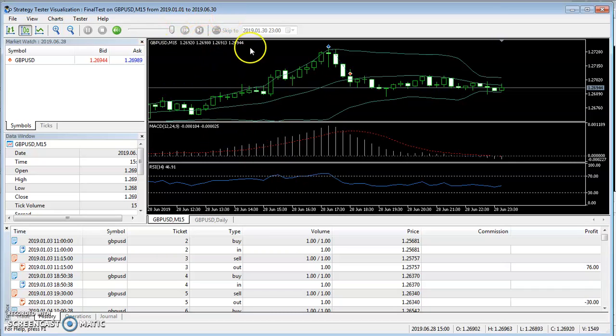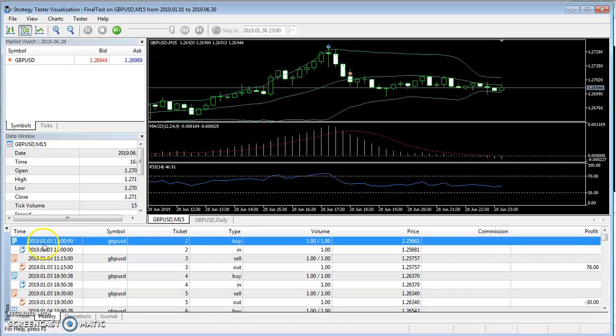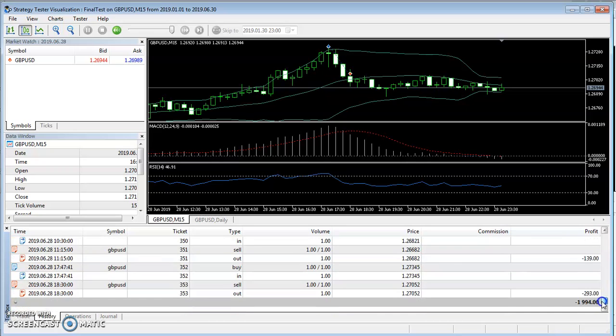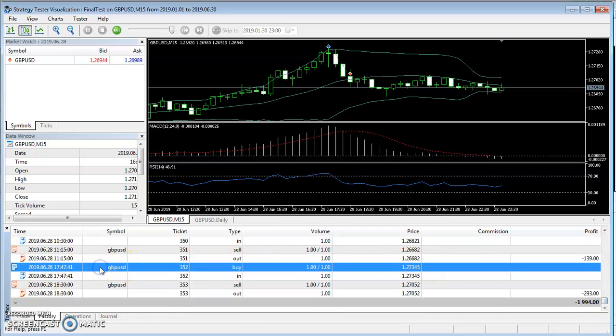So this is our strategy tester visualization, just finished. You can see here the name of the expert advisor, final test, the currency pair we used, and the time frame and the dates that we set. And so here's the date that triggered the first trade, which is January 3rd, 2019, all the way down to the last trade that was opened, which was on June 6, 2019. And this was our profit.